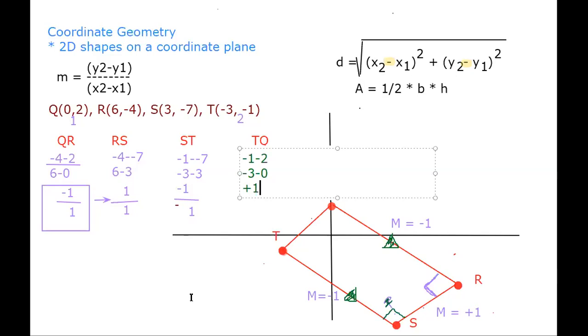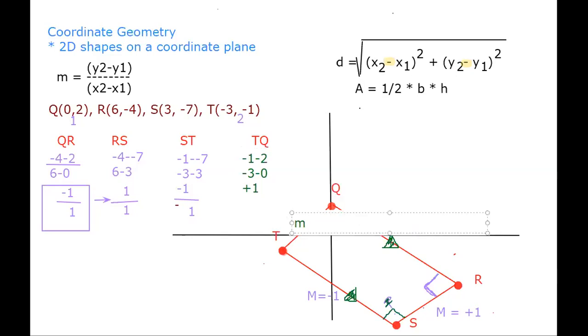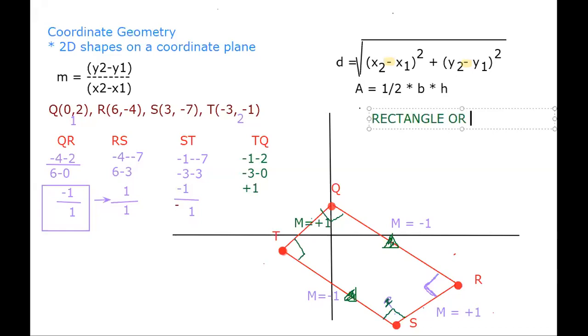Yes, they are parallel. This is also +1. So you have opposite sides parallel, both of them, and you have right angles everywhere because they are perpendicular. We definitely have a quadrilateral with 90-degree angles. Opposite sides are parallel, both pairs. So that's either a rectangle or a square.